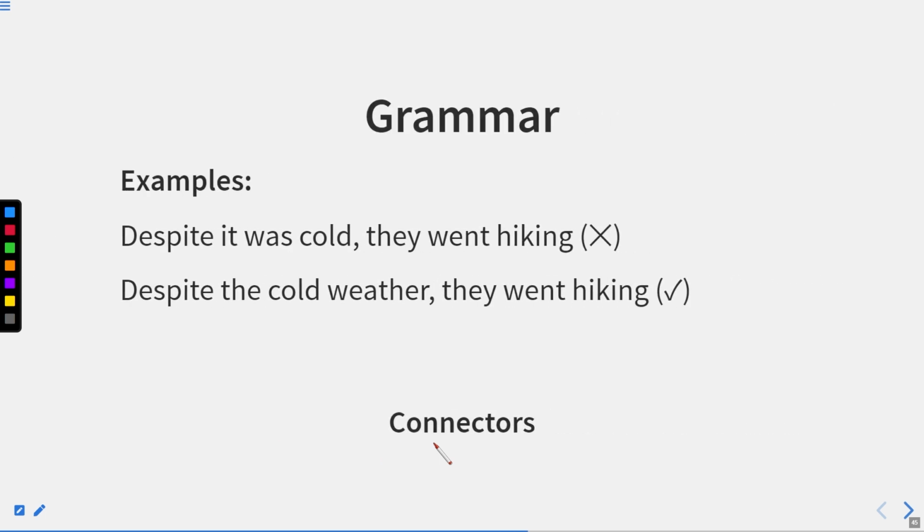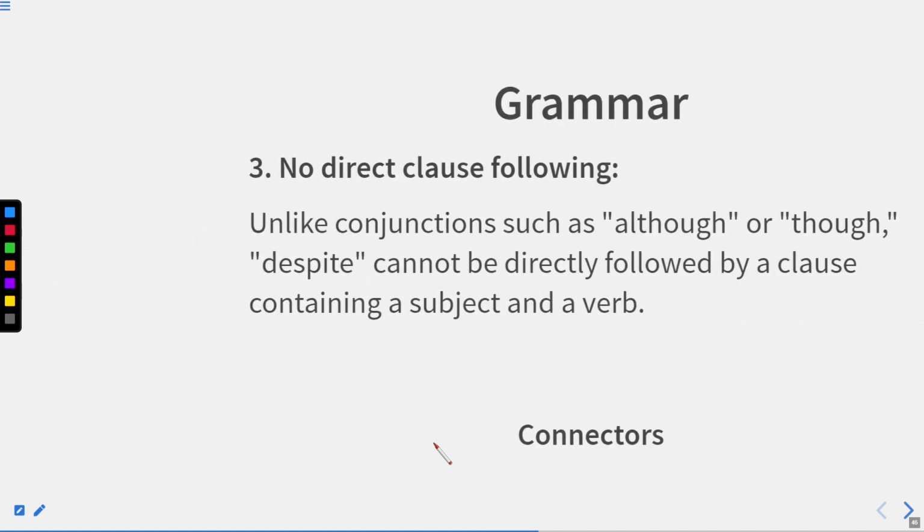Now let us move to the next one. For example, if it is written, despite it was cold, they went hiking, that will be incorrect. Instead, we should write, despite the cold weather, they went hiking. So this is how we should write the sentence with despite.